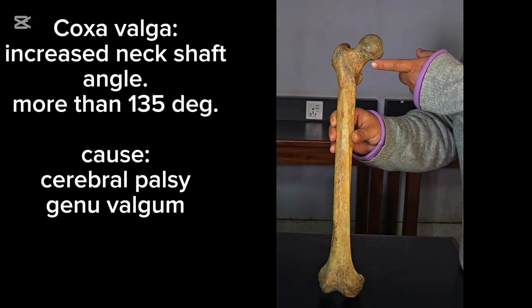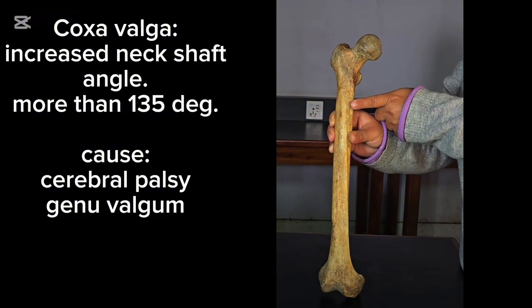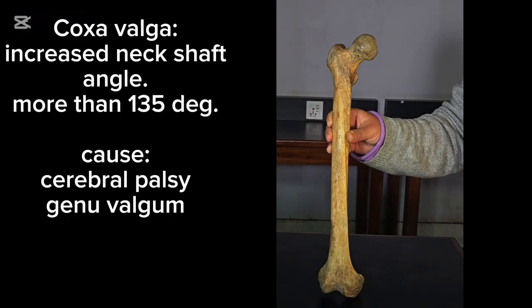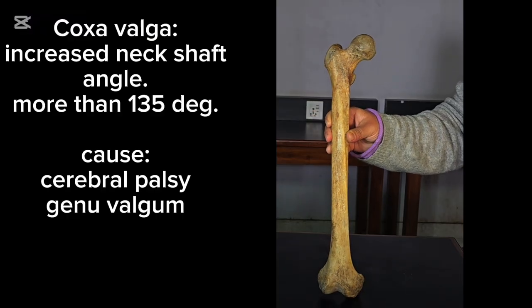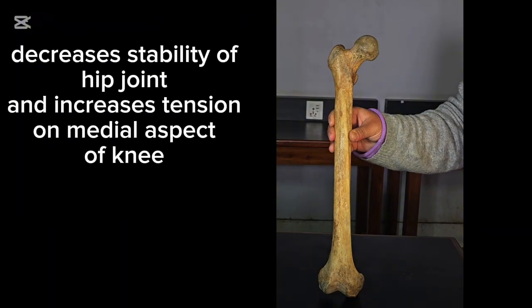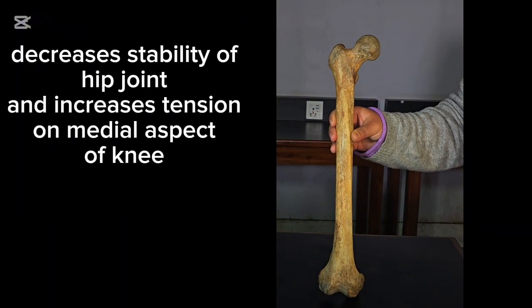Coxa valga is associated with an increase in neck shaft angle greater than 135 degrees. The cause can include congenital or acquired conditions such as cerebral palsy, genu valgum, or knock-knees. Coxa valga decreases the stability of the hip joint and increases tension on the medial aspect of the knee joint.